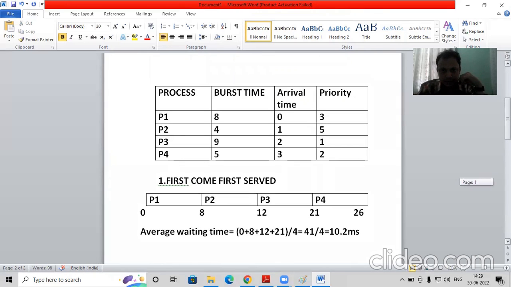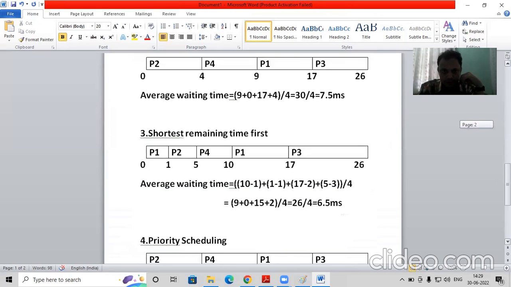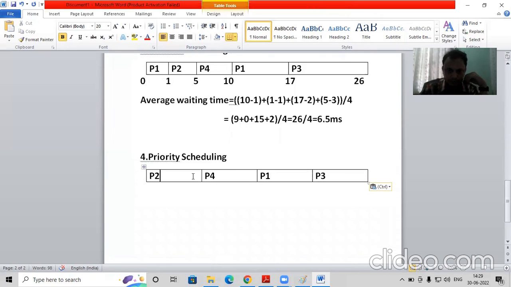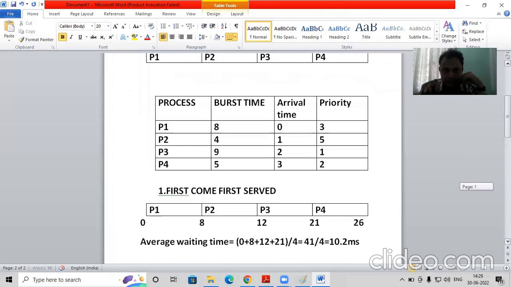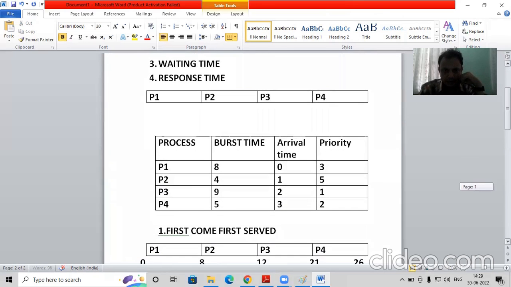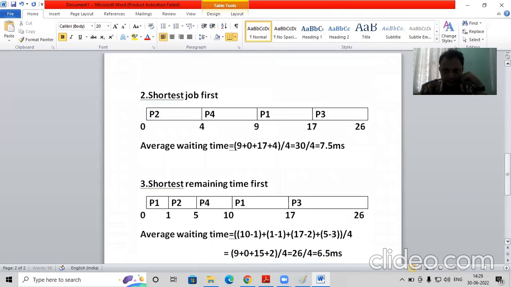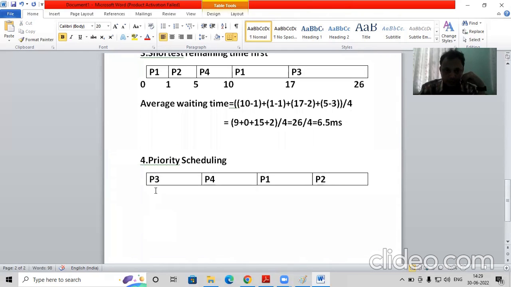So at first P3, then P4, P1, P2 according to priority basis. So P3 is taking how much time? P3 taking 9 milliseconds. 0 to 9.